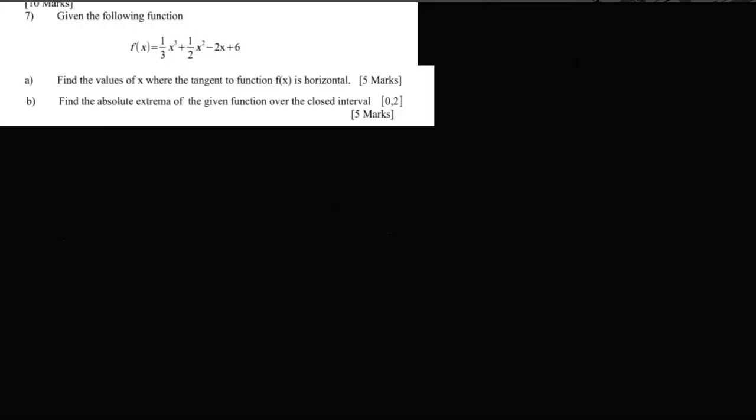Alright, now let's move on to the graph part of the exam. Things like tangent, extrema, all those fancy words come up here, but don't worry, it's pretty simple stuff, guys. So let's look at this problem here. We have our function f of x here, and part A asks us to find the x values where the tangent to the function f of x is horizontal.